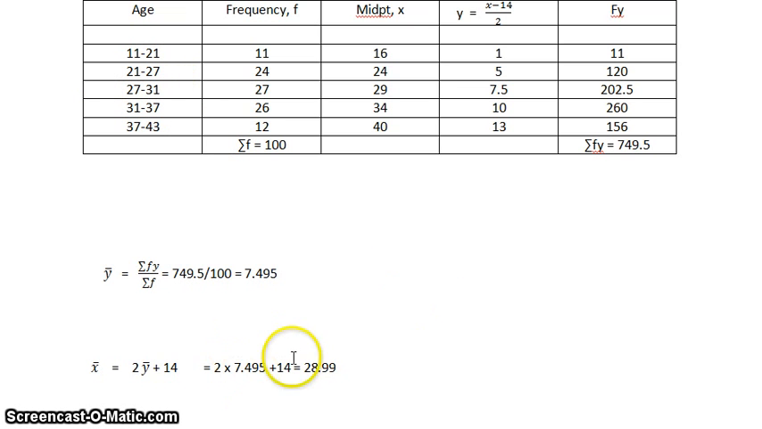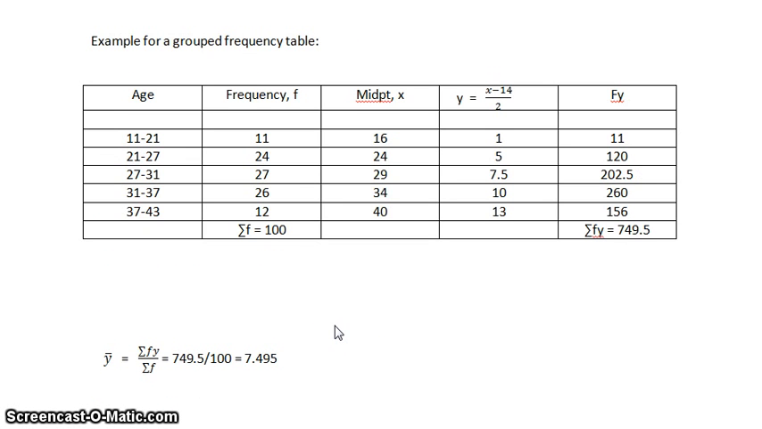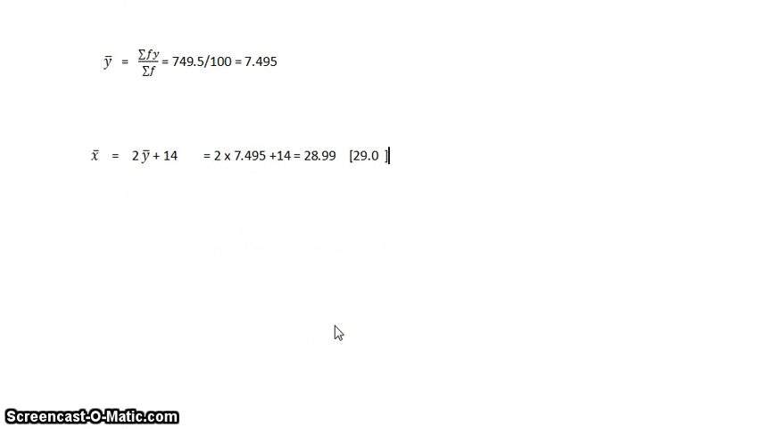28.99. You'll spot that I haven't rounded any of the numbers at all, but if you want to round at the end to give your answer to three significant figures, 29.0. So there's an estimate of the mean using coding from a group frequency table.